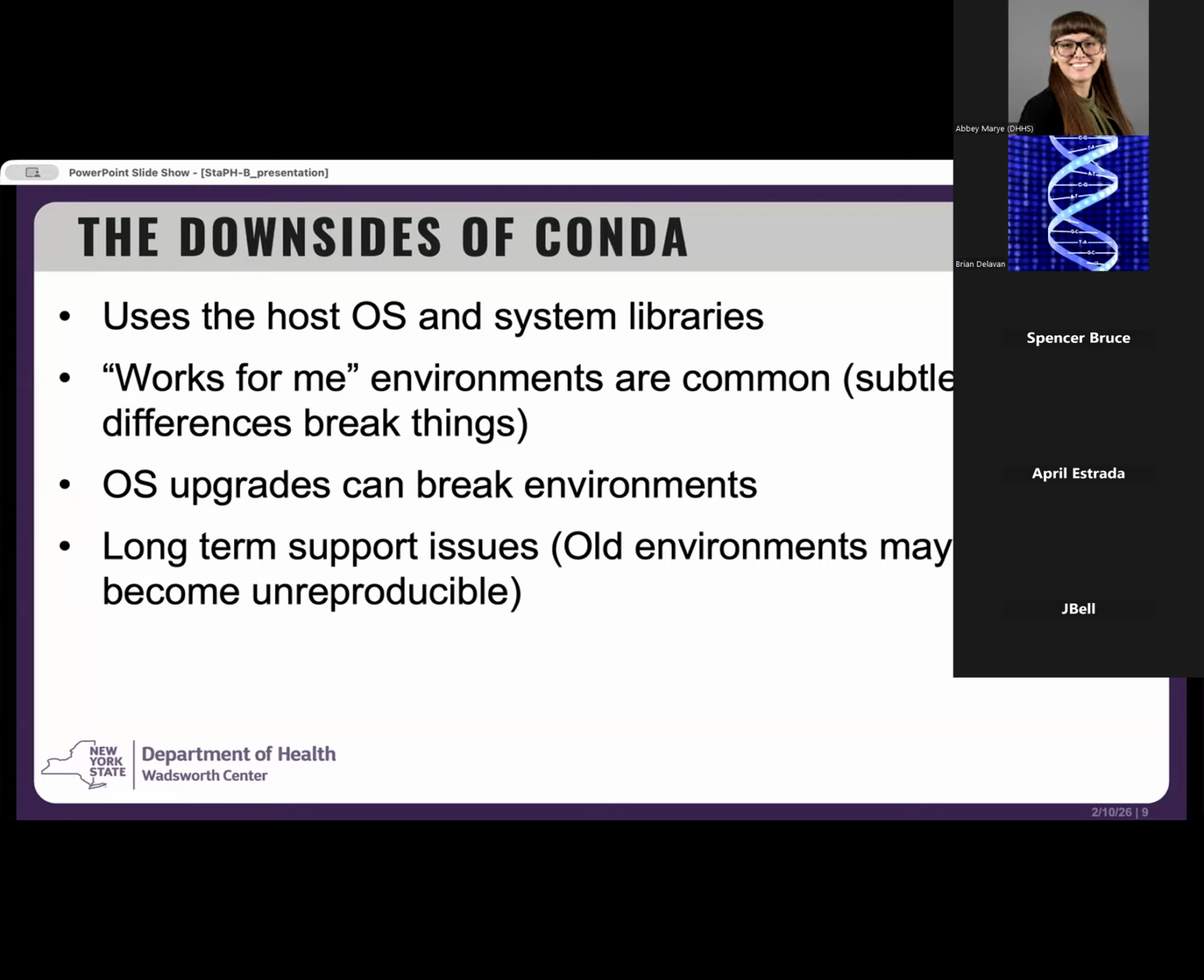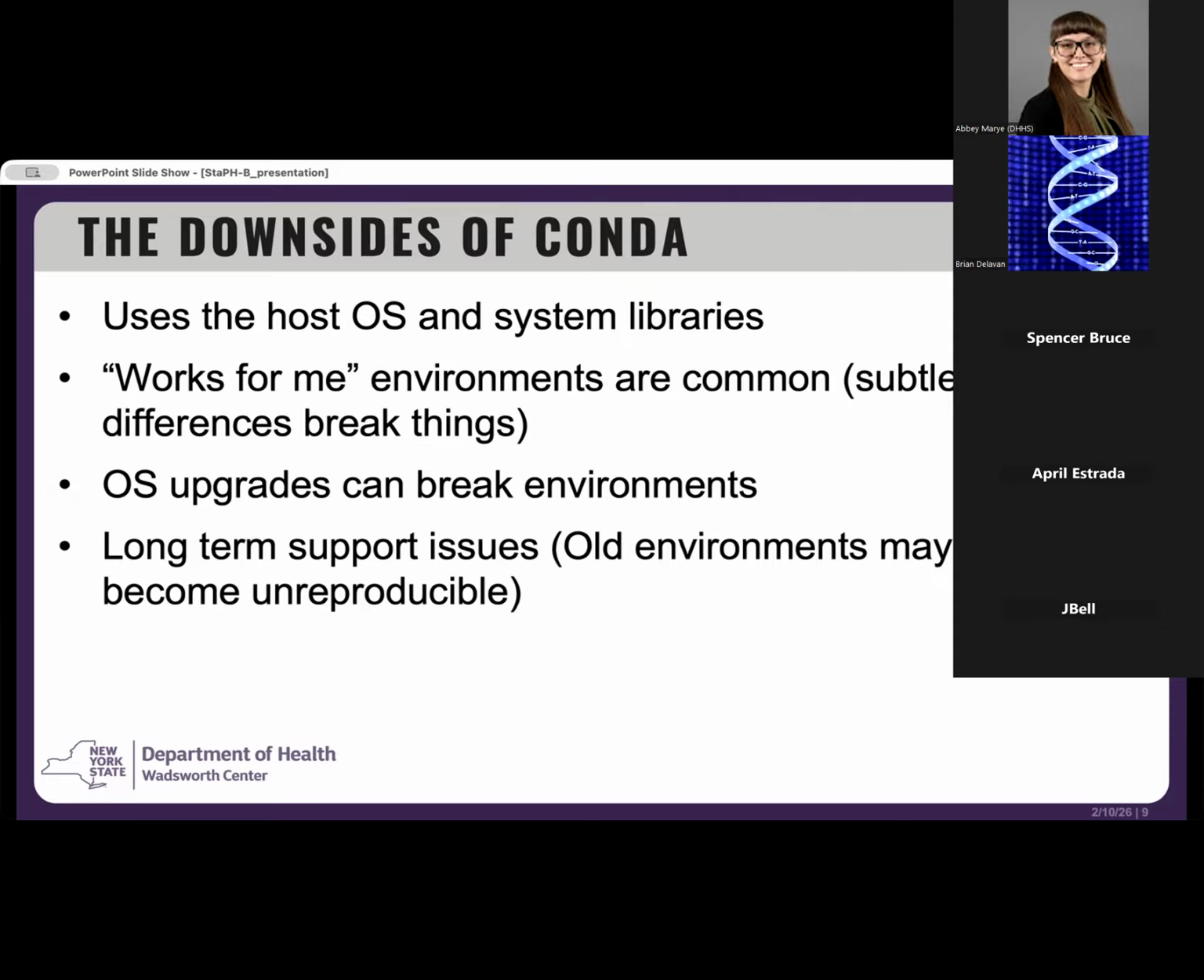So this leads to a very common situation in bioinformatics, and everybody probably knows this. This is what people describe as the works for me environment, right? Two people can have the same Conda environment file, but if they're running on different operating systems or even slightly different versions of the same OS, behavior can change. And these differences are often subtle and hard to diagnose, which makes them especially frustrating, right?